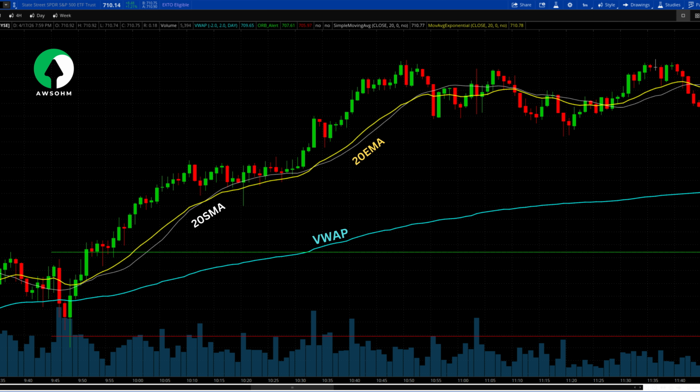Why it works: both measure trend in different ways. MACD confirms momentum acceleration and reduces false breakouts. Best use: swing trades and intraday trend continuation.